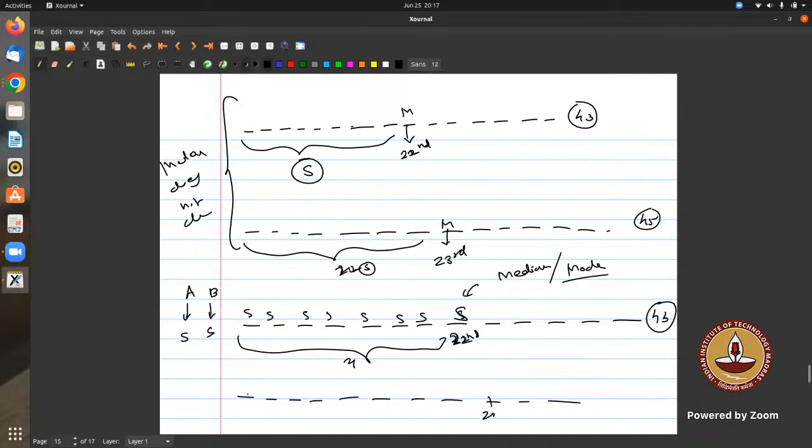Change. The median will become the 23rd value. So the first 21 values are S. The 22nd value is again S, right? Yes, sir. And the 23rd will be S. Is this correct? The 24th will also become S, actually, because we'll add two more. So here also what happened? The median does not change.